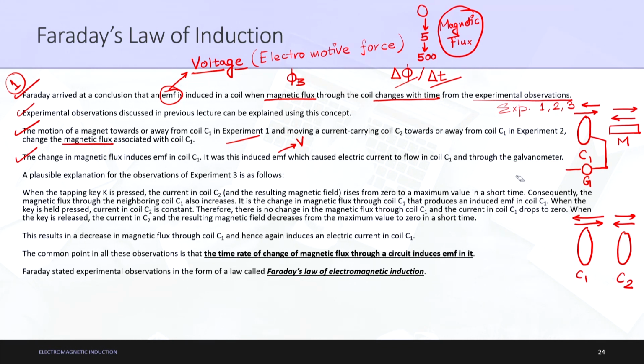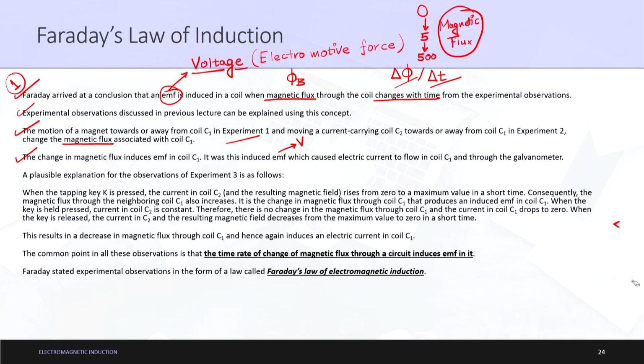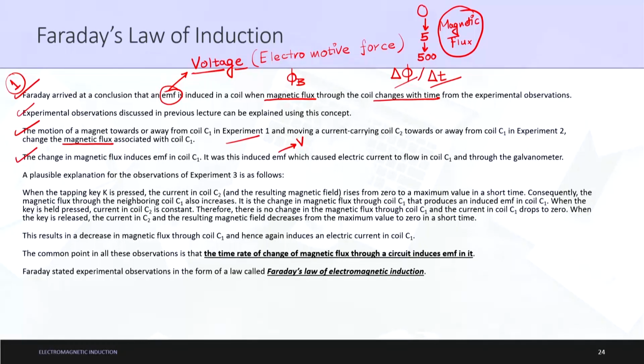Now to explain experiment 3: as I already told you, after scientists know what has been done, they also try to do more experiments to find out the explanation of these experiments. So a plausible explanation for the observations of experiment 3 is as follows. Let me remind you what experiment 3 was.